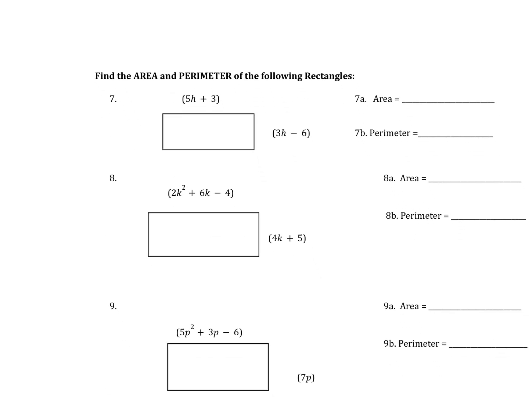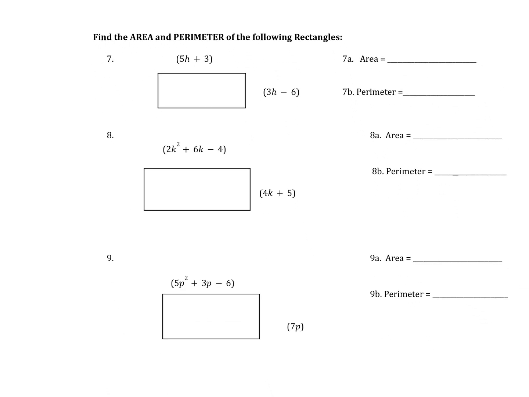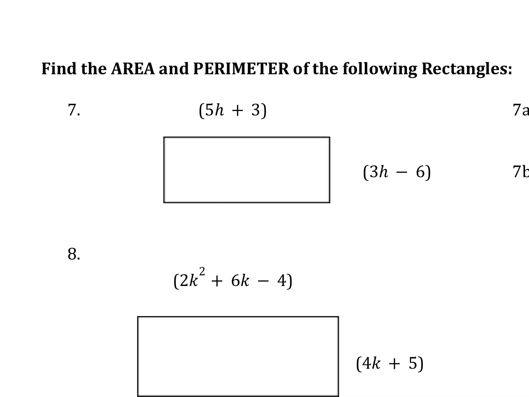Okay, for problems 7, 8, and 9, we are finding both the area and the perimeter of the following. When we find area, just a reminder, we are multiplying the two things together, and when we are finding perimeter, we are just adding. Okay, so let's look at all of the areas first, and then we'll go back and solve all of the perimeters.